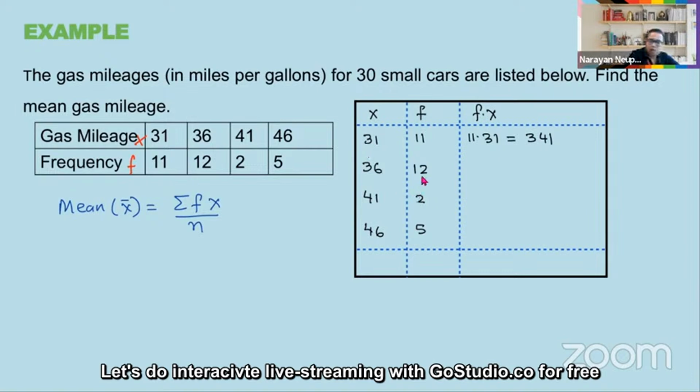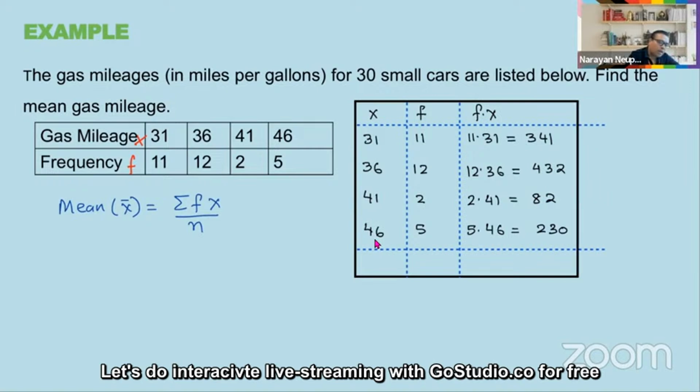So for the next one, it is 12 times 36. So let's do that. How much is 12 multiplied by 36? 432. Very good. Next one, we have 2 times 41. 82. Okay. And then the next one is 5 times 46. 5 times 46 is how much? 230. So that is how you have to complete that table. So we are done with the table of values.